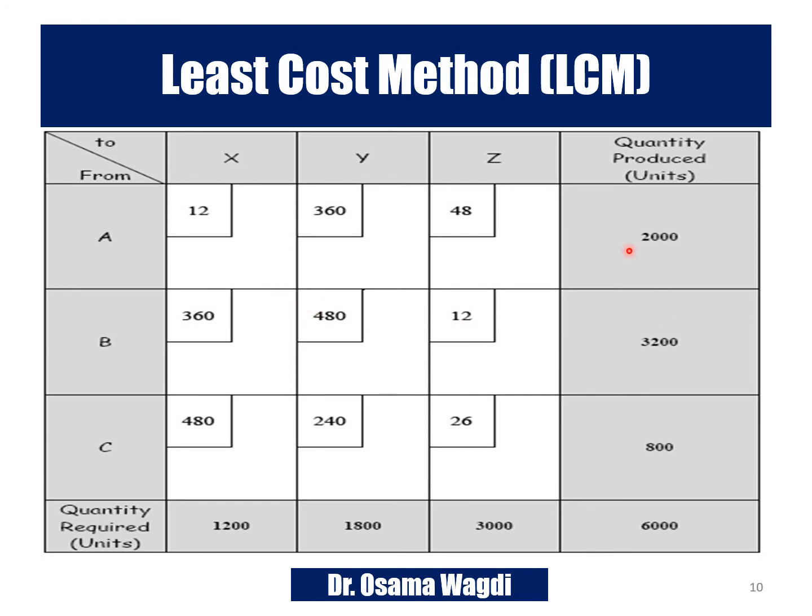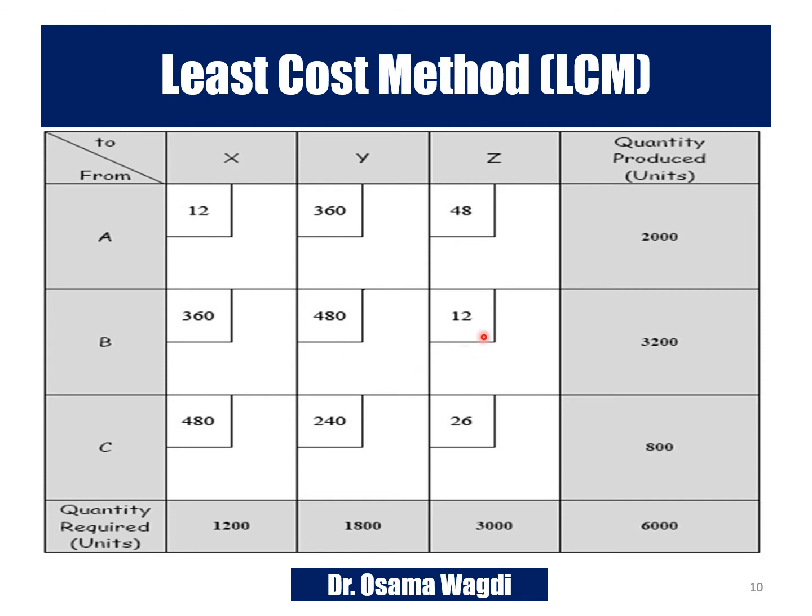According to these numbers, the quantity produced and quantity required, which means that in cell AX I make a comparison between 2000 and 1200, and I pick the smallest, right? So here I will put 1200.